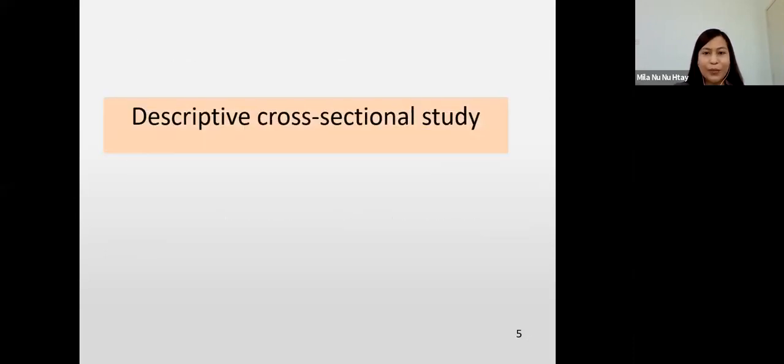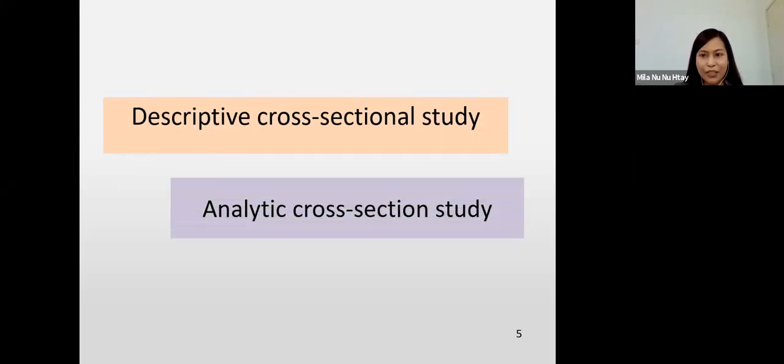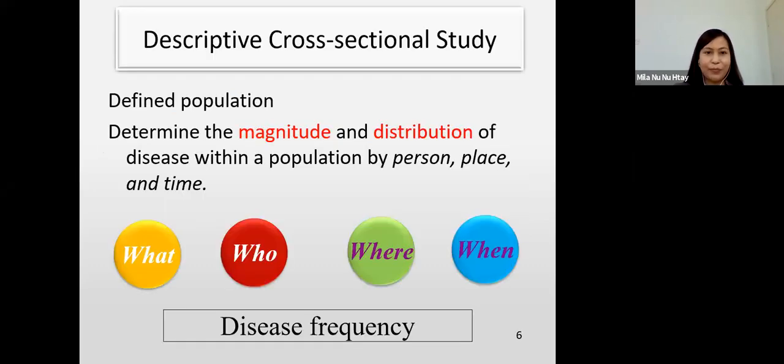Okay. So as I mentioned before, a cross-sectional study can be designed as a descriptive cross-sectional study or an analytical cross-sectional study. We'll start with the descriptive cross-sectional study. In the descriptive cross-sectional study, sometimes it is also known as the population survey, right? One of the methods is the population survey.